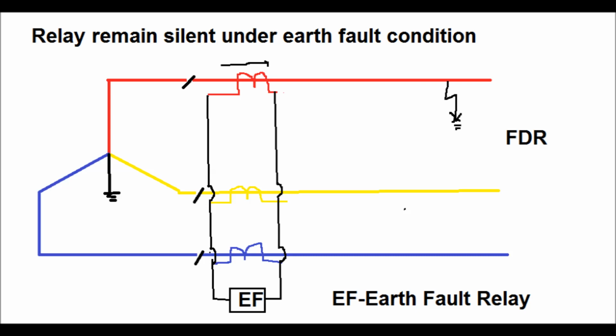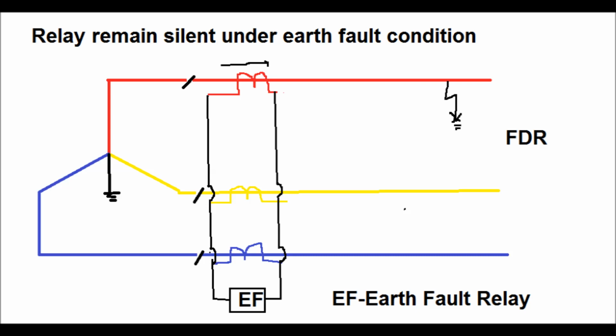Now, from the protection viewpoint, the relay remains silent under earth fault condition when the neutral is floating. Under normal condition, the connection of the relay for a feeder is shown in this diagram. For the earth fault relay, all the CT secondaries are connected: all the S1 terminals of red phase, yellow phase, and blue phase are connected together and fed to one end of the relay, and all the S2 terminals are connected and fed to the other end of the earth fault relay.